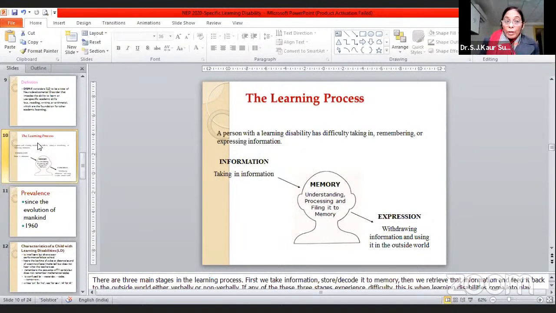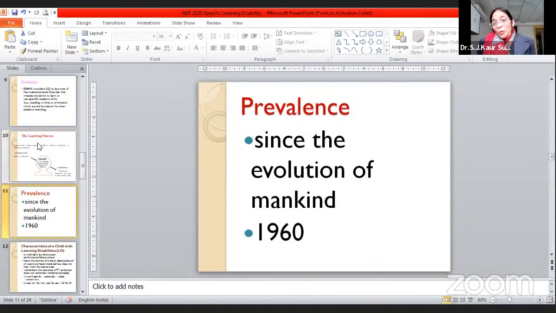Now, is it a new phenomenon? No. The prevalence has been there since the evolution of mankind. But a systematic focus was given in the 1960s, first in the West, and now in India also lots of things are being done. You can say that NEP 2020 also mentioned it.